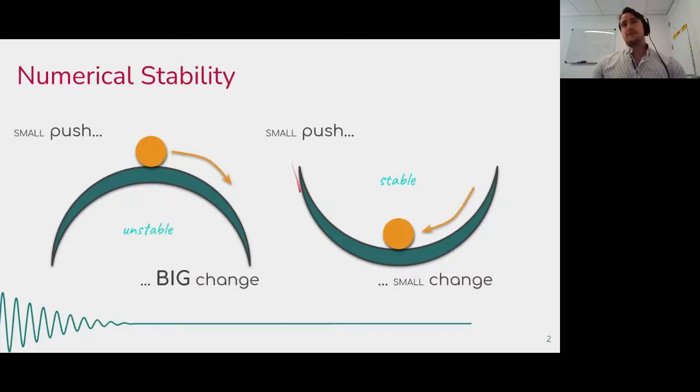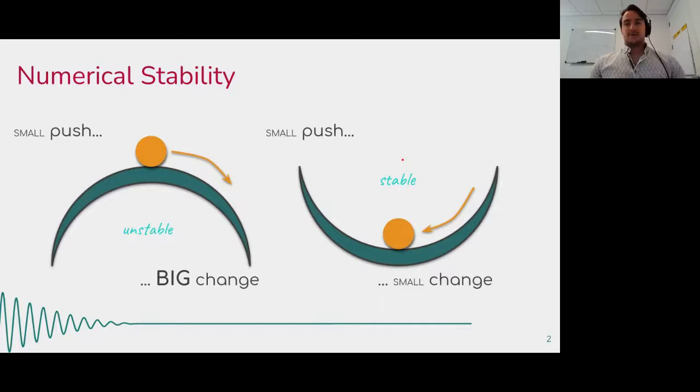Now, there's other systems where, like this upside down arch, when you push the ball a small amount in any direction, it'll ultimately come back to a very similar resting state. So there's eventually a small change. This is considered very stable.